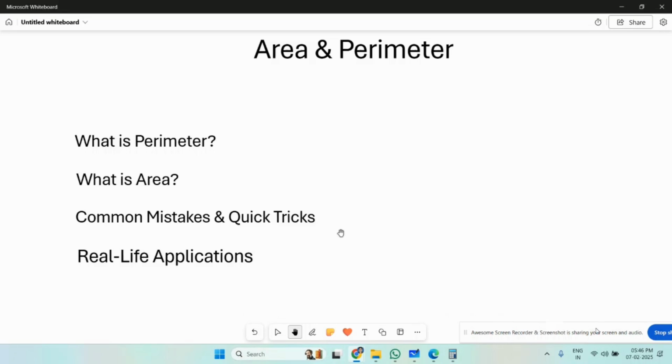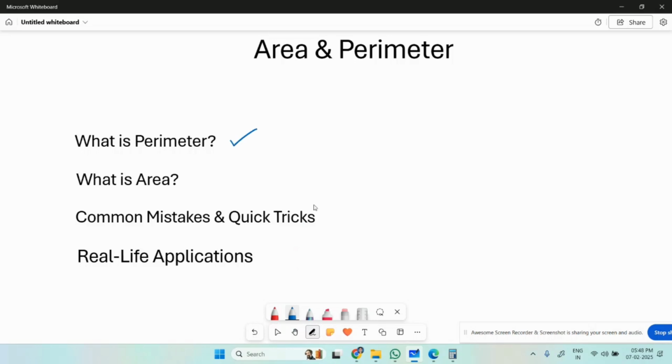In today's video, we are going to learn about area and perimeter. Do you know that builders, designers, and even game developers also use area and perimeter every day? Let's see in today's class what we are learning.